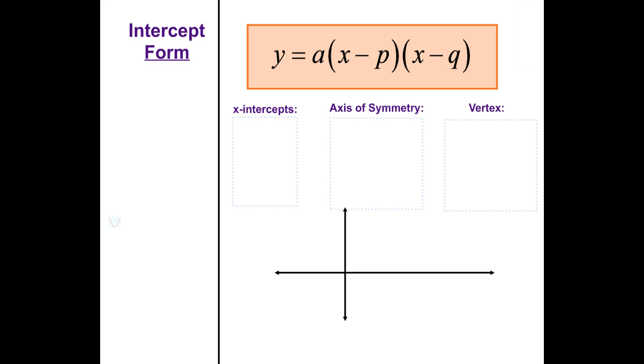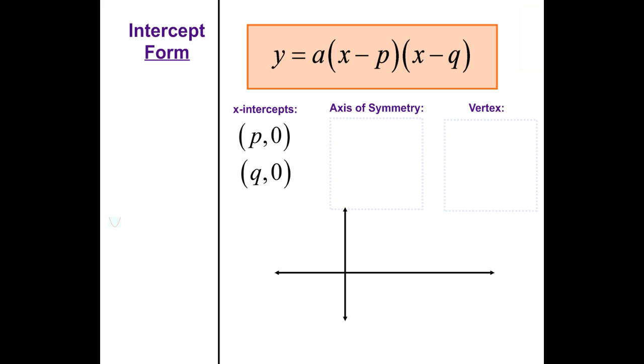So first thing, we need to find a couple of different pieces. First thing we need to find is the x-intercept. And to find the x-intercept, we're going to find (p, 0) and (q, 0). Notice that it's not negative p, negative q. So if you have x plus p, it would be negative p comma 0. I'll show you some examples in a second of what I mean.